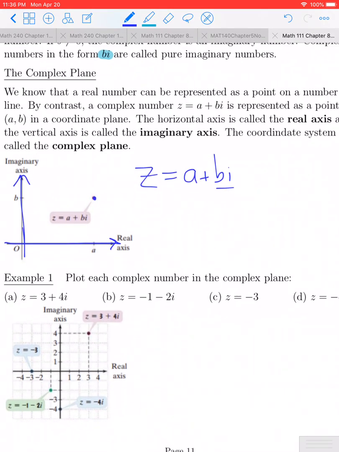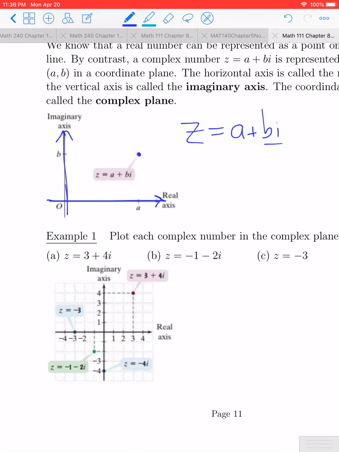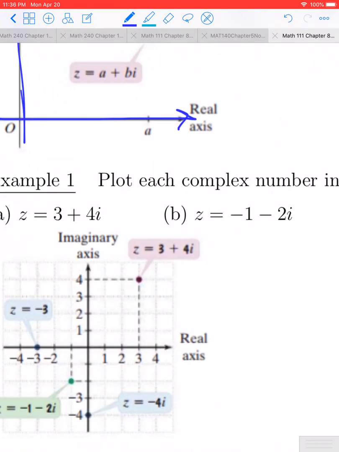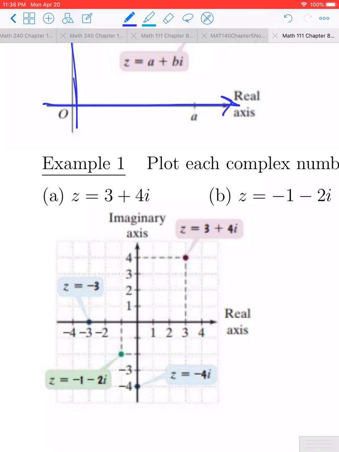For example, in problem number 1, if you wanted to look at the plots of several different complex numbers, 3 plus 4i would go 3 along the real axis, and then up 4 on the imaginary axis, which would be right here. Negative 1 minus 2i would say go 1 to the left on the real axis, and then go down 2 on the imaginary axis. So that complex number would be right here.